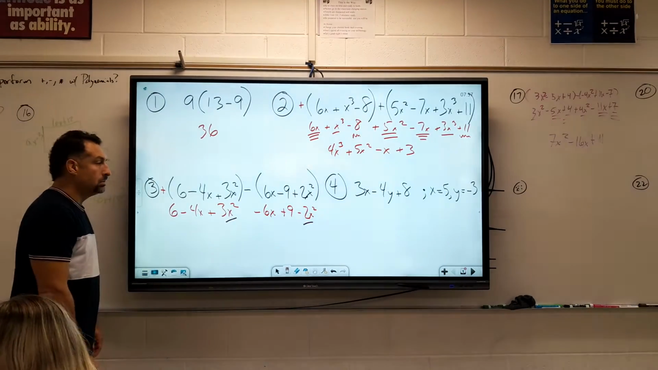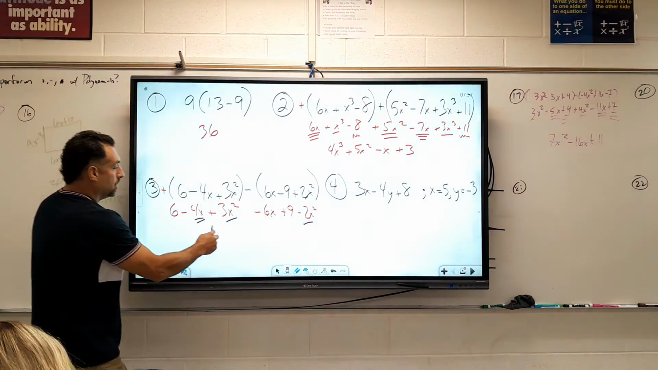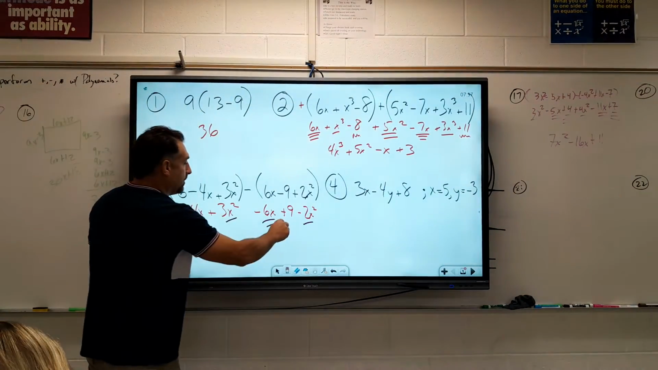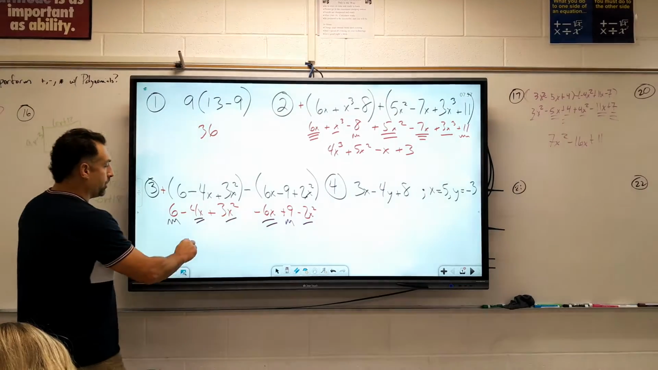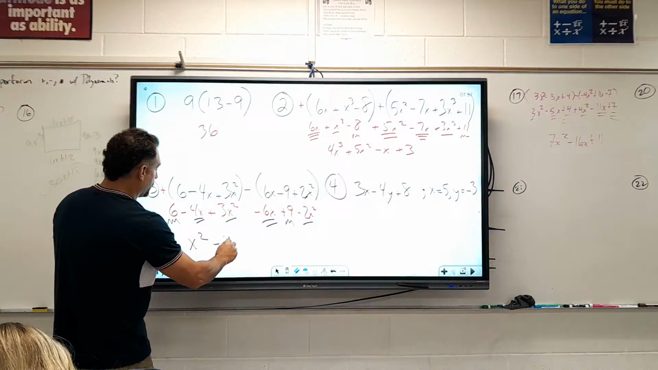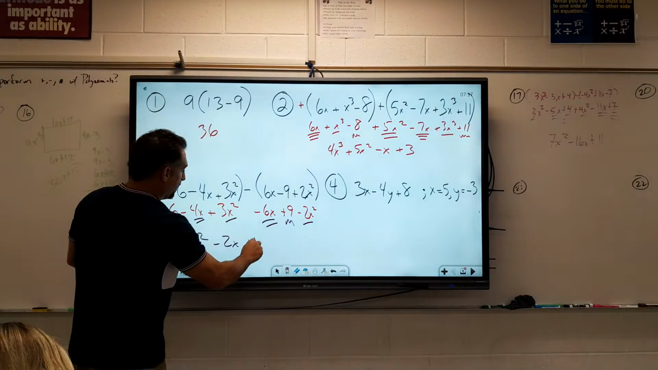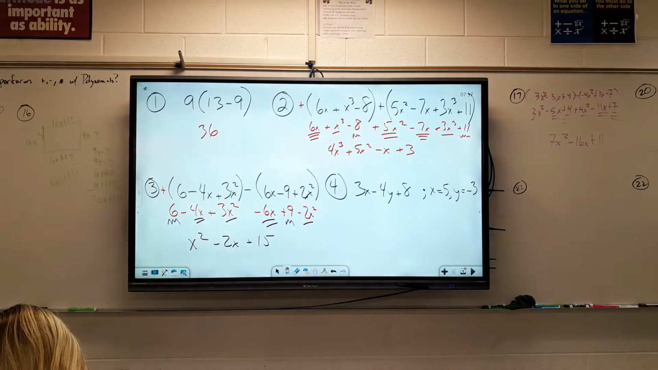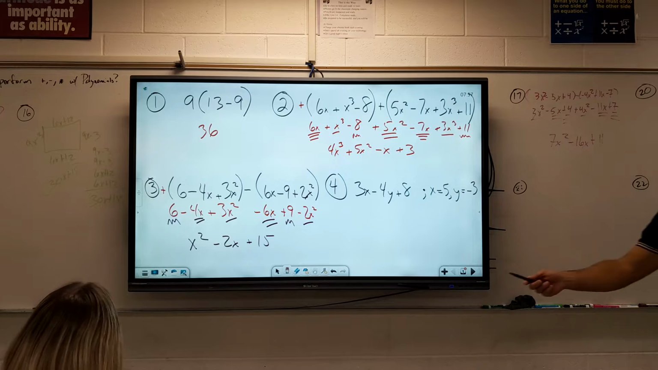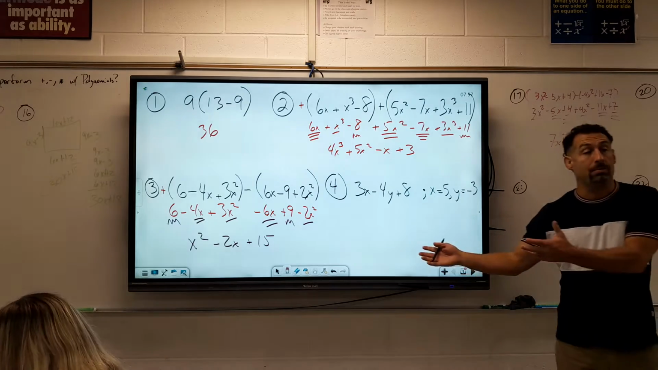All right, so this goes there, they go together, the x terms go together, and then your constants go together. So we should have got x squared minus 2x plus 15. We good? Check your work with this work. Guys, this is an open note quiz. I'm handing it to you on a silver platter here.